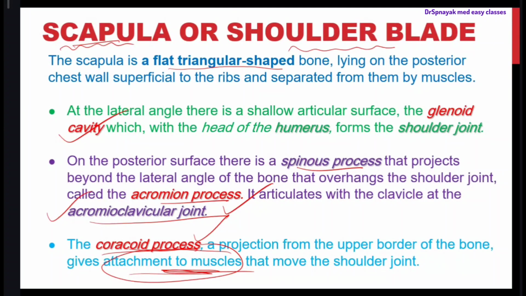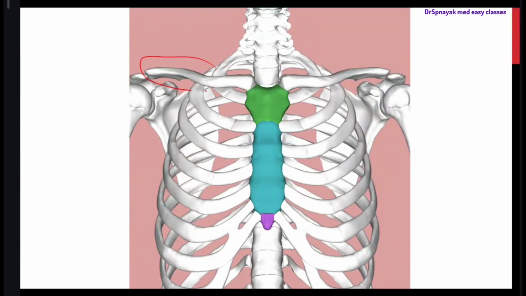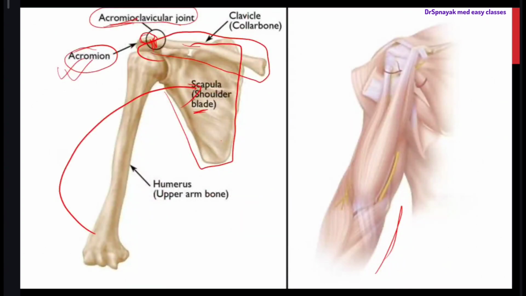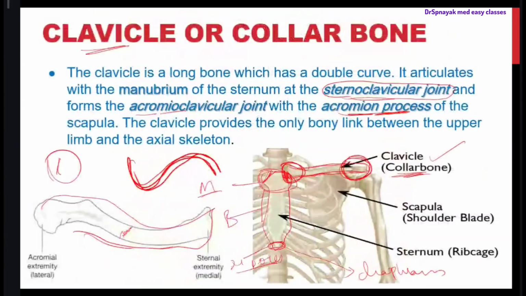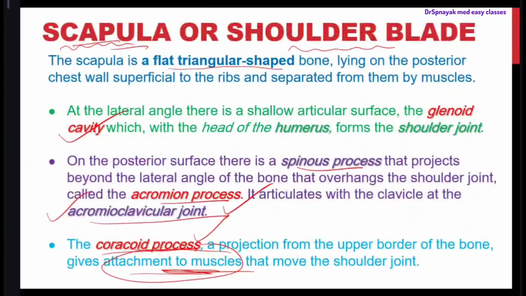Okay, so we have discussed the scapula and we have also discussed the clavicle. Clavicle and scapula are part of the shoulder girdle. Already we have discussed. Now the shoulder girdle is finished.